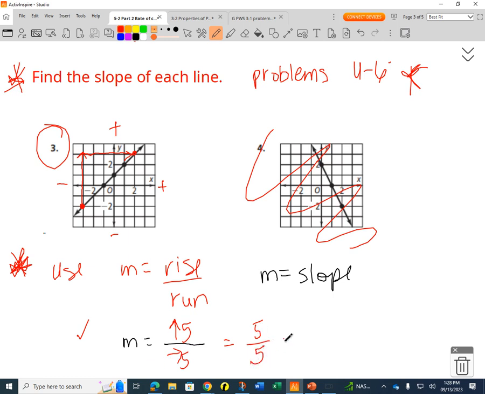Now we simplify or do the math. 5 divided by 5 is 1. So the slope for that example, that's how you do 4, 5, and 6, is 1.